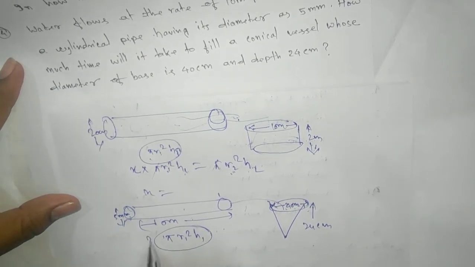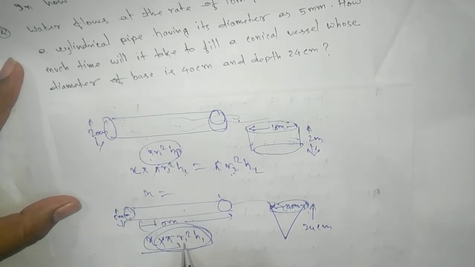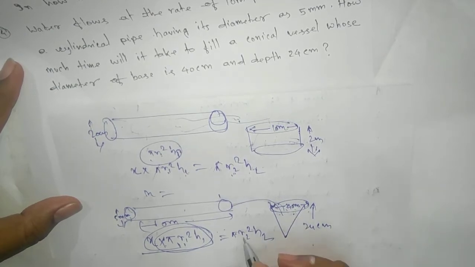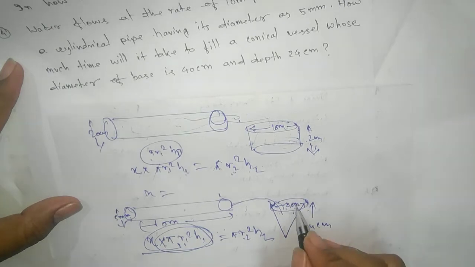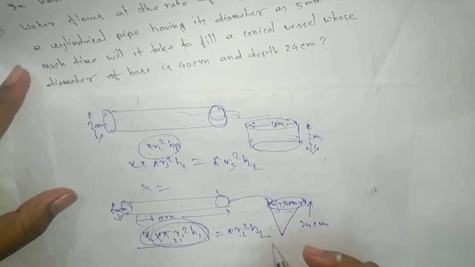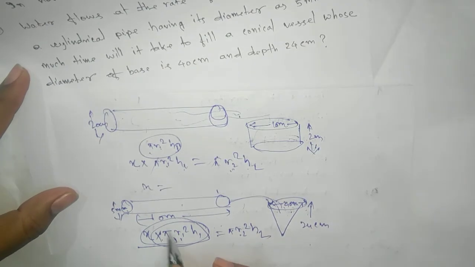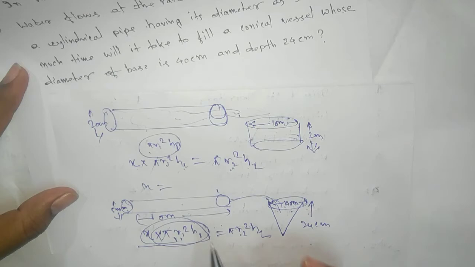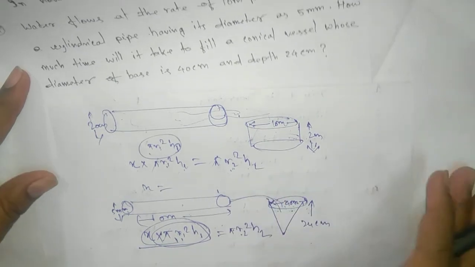That means in x minutes the volume will be x into this, and this much water will fill this whole tank. That means the volume of this must be equal to this, that is pi r2 square h2. Now put the values of r2 and h2, that means the radius for the conical vessel and the depth for the conical vessel. Pi cancels, substitute the values of r1 and h1, and we will get the value of x. Let's see how to solve it.